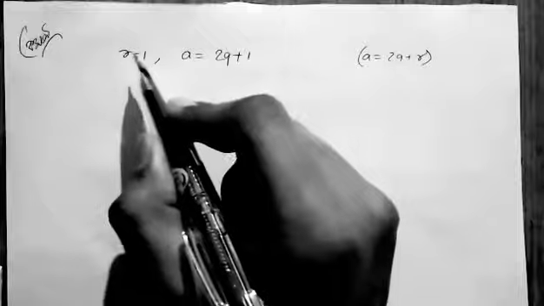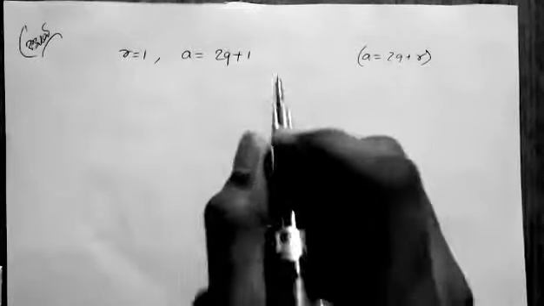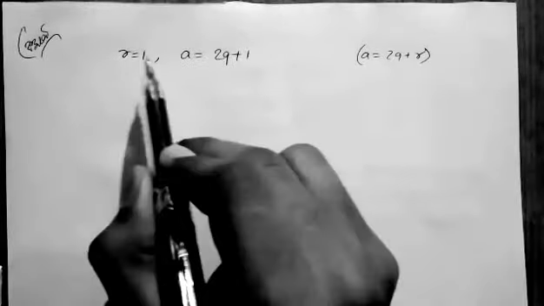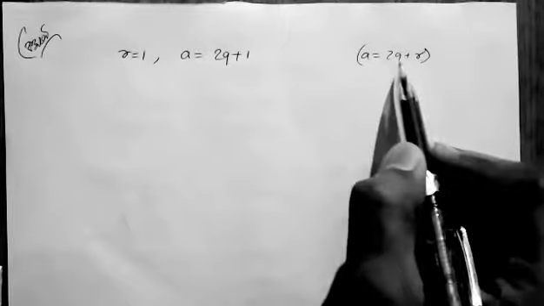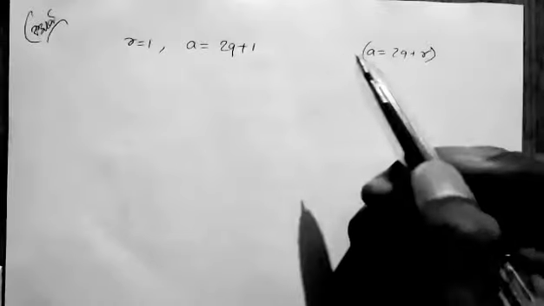Now we will consider the value of r to be 1. We have proved this statement is true for r equal to 0. Now we will consider r equal to 1. The expression for a was a equal to 2q plus r, so we have just substituted the value of r here. If you substitute r equal to 1, you will get 2q plus 1. So this is the required expression.